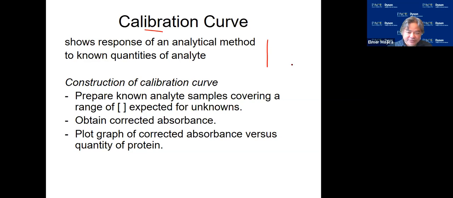So usually it looks like this. So different concentration and the signal, and the calibration curve would look like that. So how do you construct your calibration curve? Usually you prepare known analyte samples covering a range of concentration expected for unknowns. You obtain the corrected absorbance and you're going to plot the graph of corrected absorbance versus the quantity of whatever you measure. In the example that I'm going to give here, it is protein.